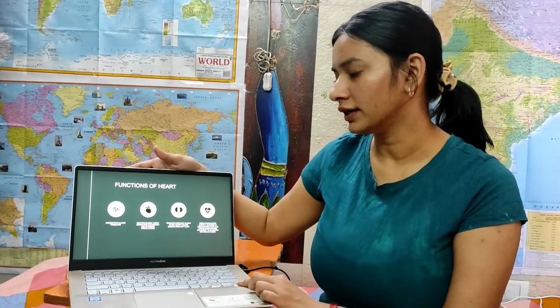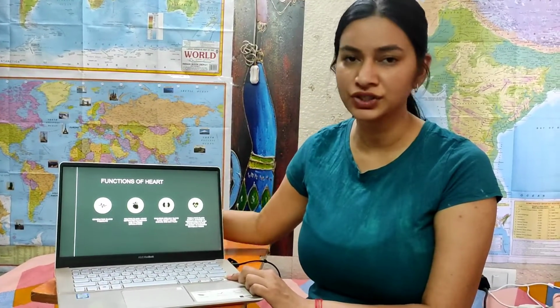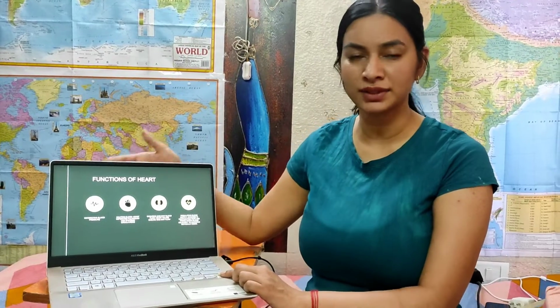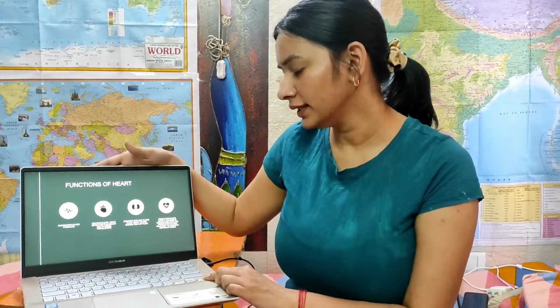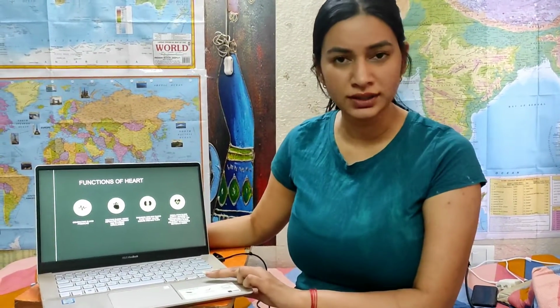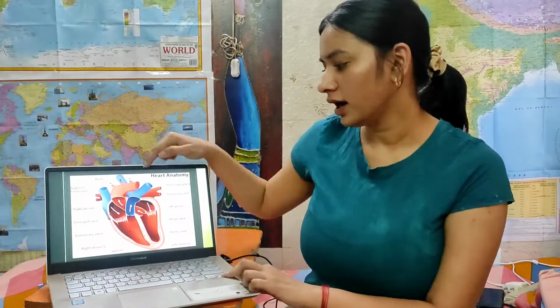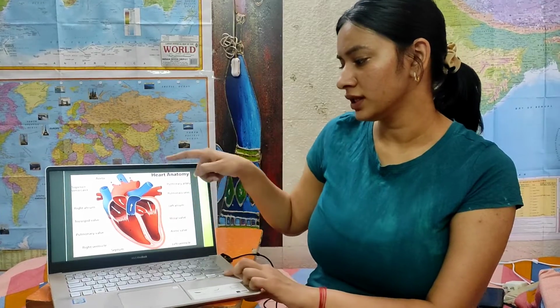And functions of the heart. The main important function of the heart is to generate blood pressure, which keeps the heart pumping. Secondly, the heart ensures the one-way supply of blood. The heart valves present here ensure the one-way supply of the blood.